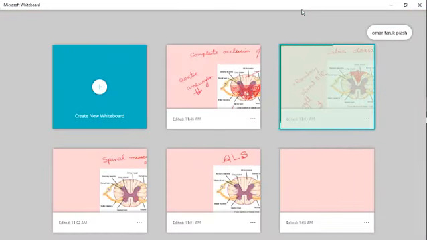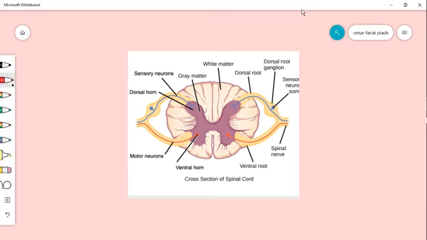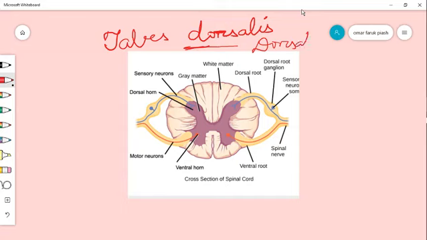Now, what is tabes dorsalis? We know that tabes dorsalis usually happens in syphilis, usually in tertiary syphilis. So D is for dorsalis and D for dorsal column. Here there is involvement of the dorsal column, but the other areas, anterior spinal cord and lateral spinal cord, are spared.